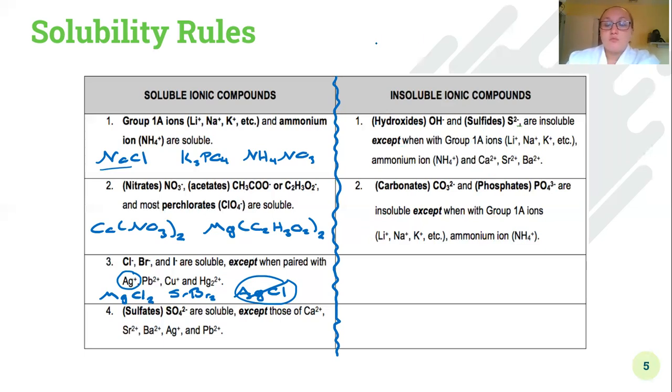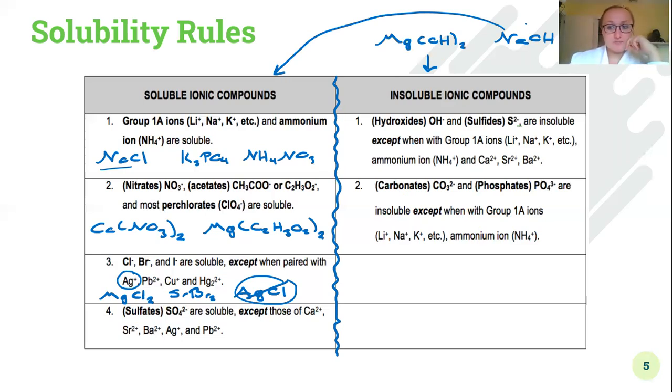So magnesium hydroxide is going to be insoluble, but sodium hydroxide is going to be soluble because it's got that sodium in it. Carbonates and phosphates are insoluble, except when with group 1A ions and ammonium. So these are our solubility rules.